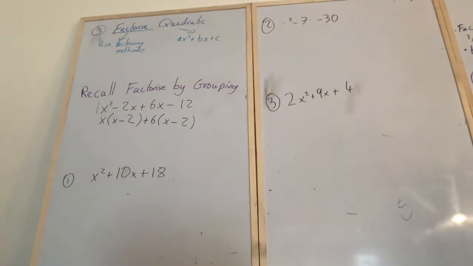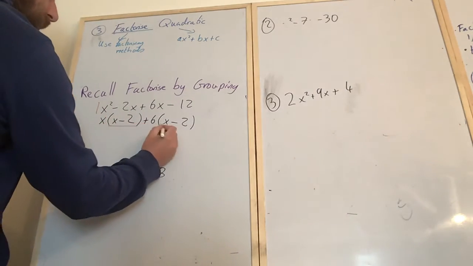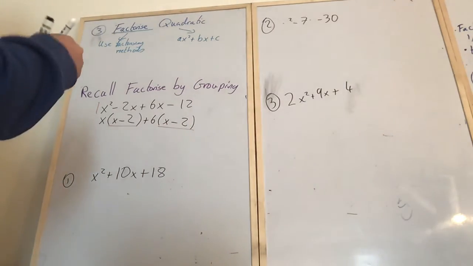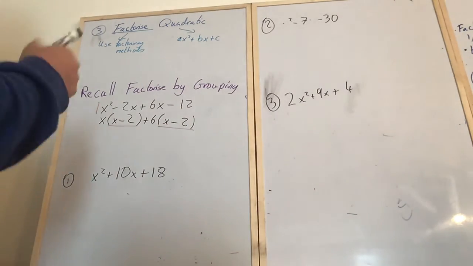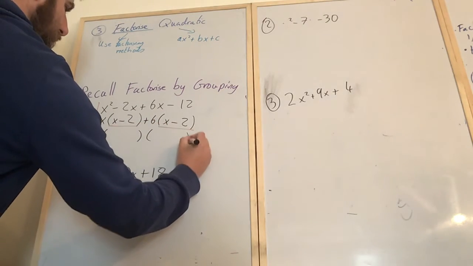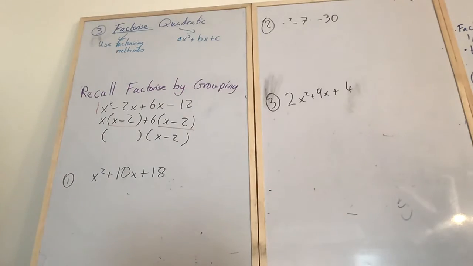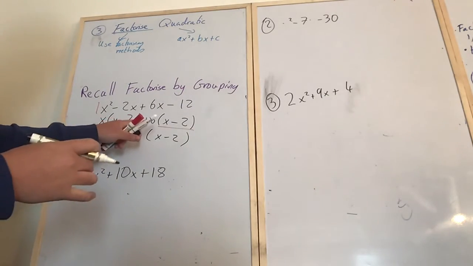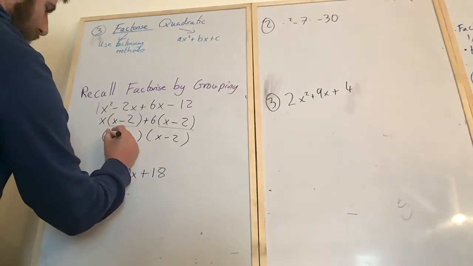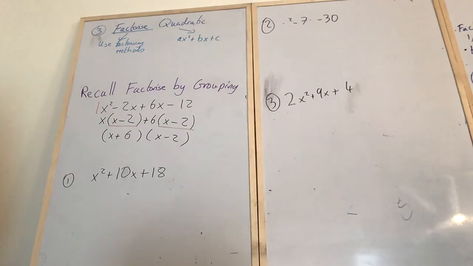So we've now got our 2 brackets, and what's in both brackets is the same. If you want, you can underline it. I have a habit of my second bracket always being the common bracket, x minus 2. Then what was remaining? The x and the plus 6, don't forget the plus there, becomes our first bracket. So that was our factorising by grouping.